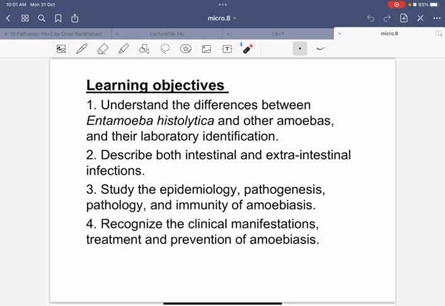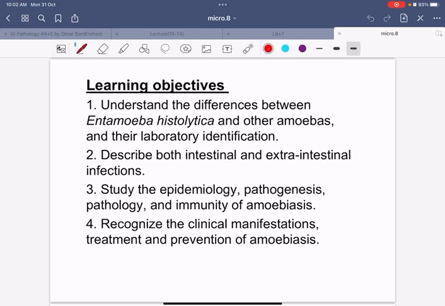Now, to describe both intestinal and extra-intestinal infection, it means Entamoeba histolytica can cause intestinal and extra-intestinal infection. Where is extra-intestinal? In the liver, in the lung, in the brain. Okay? So there are extra-intestinal infections. We will study the epidemiology, pathogenesis, pathology, and immunology of amoebiasis, of course. We'll talk a little bit about the clinical manifestations of amoebiasis, and try to give highlights of useful drugs and amoebiasis prevention.